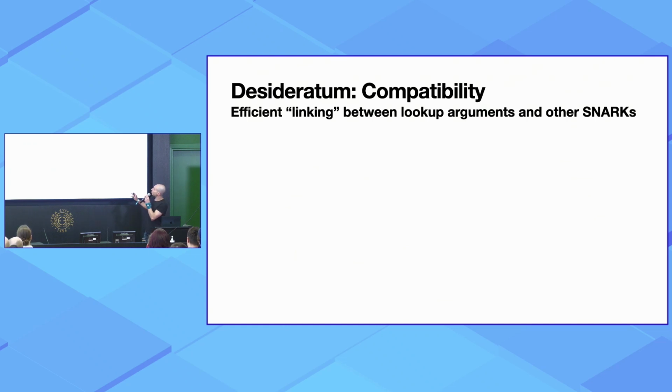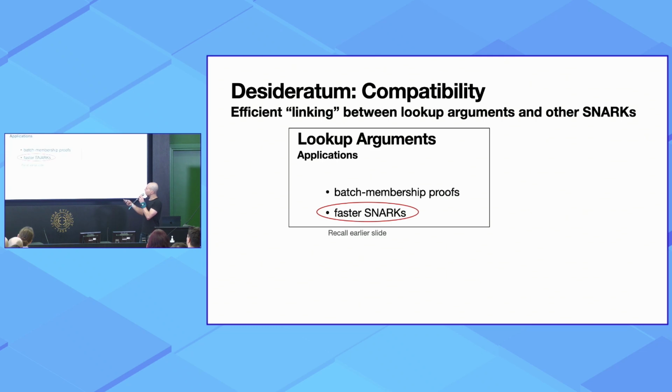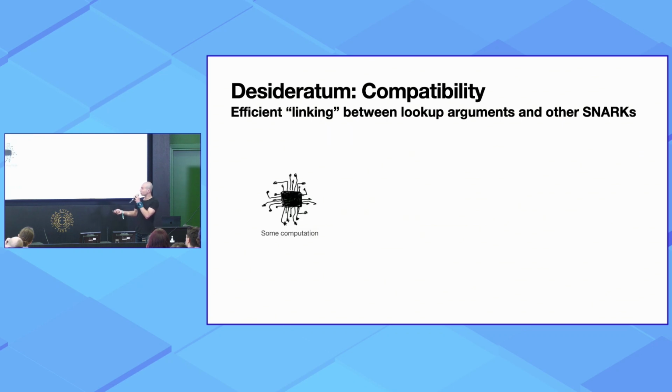OK, so that's the first desideratum. The second desideratum, I'm going to call compatibility, and it has to do with how we use lookup arguments with other proof systems. You may remember earlier I mentioned these two applications. I'm going to use the faster SNARK application as an example, but everything I'm going to say here also holds for the other setting. So we want to achieve faster SNARKs for some computation. That's our computation. It does a bunch of amazing things.